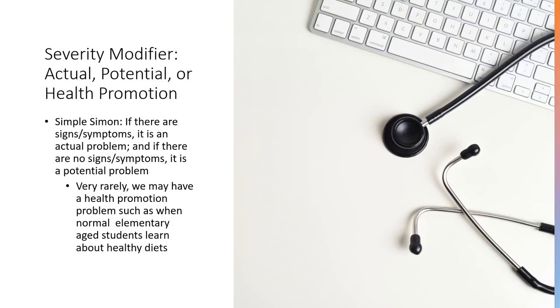Next, let's talk about the severity modifier. The Omaha system allows you to document the severity of a problem. Again, it's simple. If there are signs and symptoms, it is an actual problem. And if there are no signs and symptoms, it is a potential problem. Very rarely we may have a health promotion problem, such as when normal elementary age students learn about healthy diets. This would typically be a non-essential data element unless deemed necessary for a particular program, population, or project.